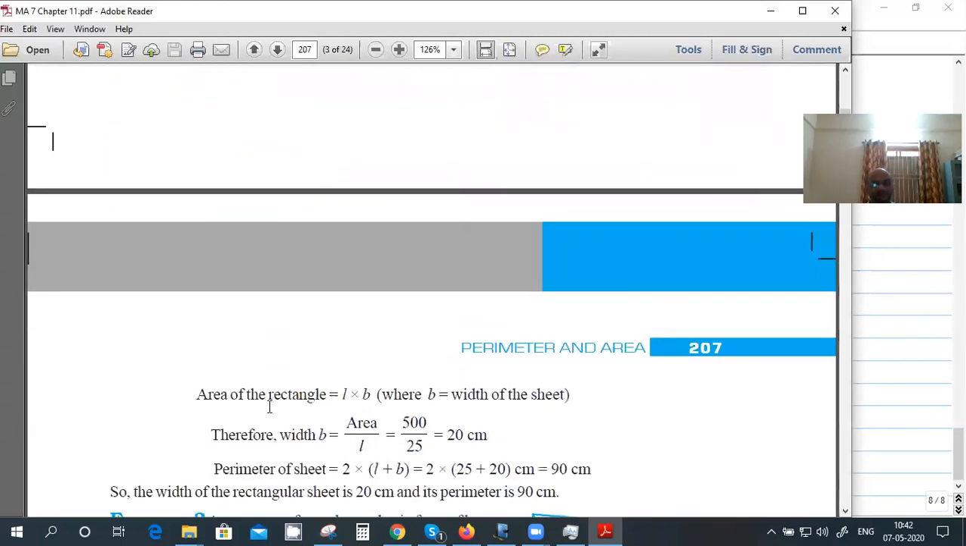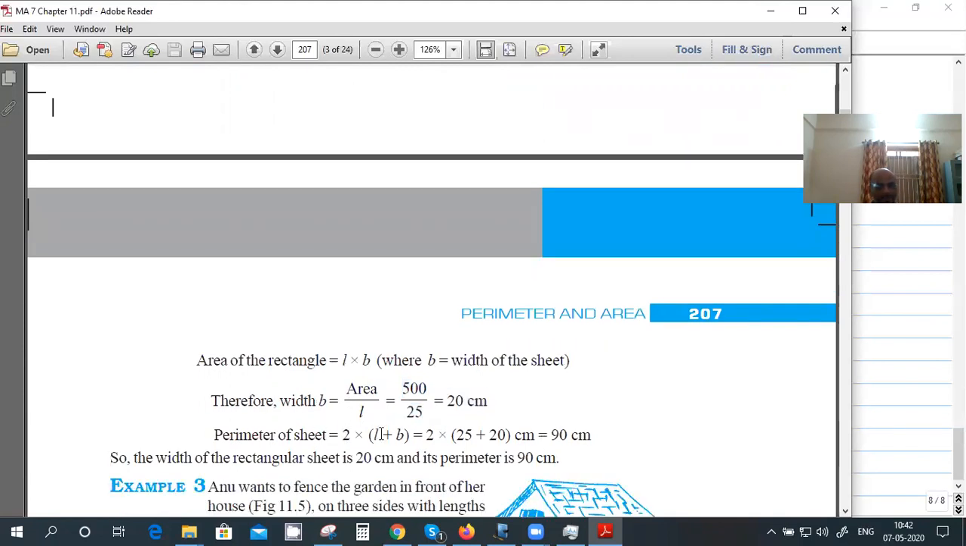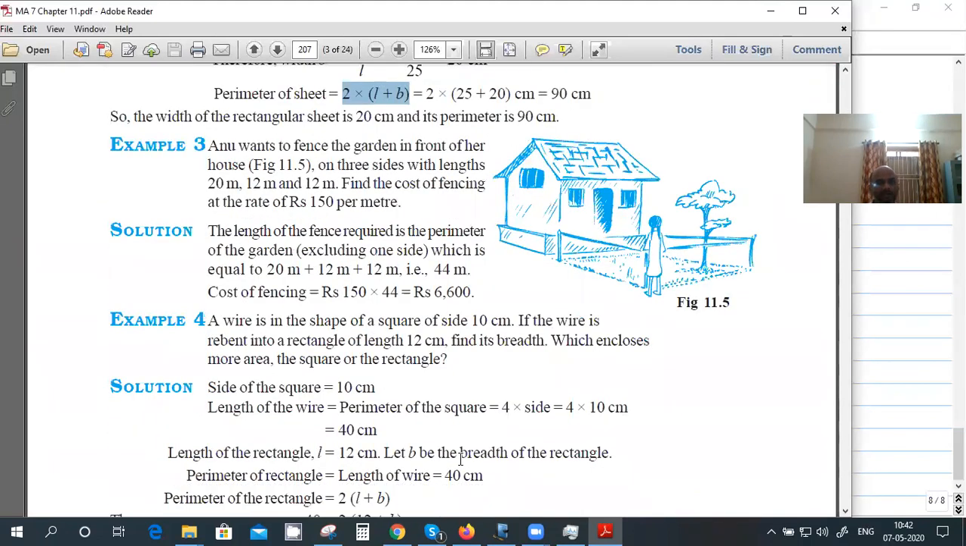Yes, sir. In area, it is L into B. So B is area by L. Is this clear? Don't do the calculation, just see the procedure, the steps. So this is clear, no? Yes, sir. And once B is known, you can find the perimeter, 2 times L plus B. Okay, so you don't have to do that.